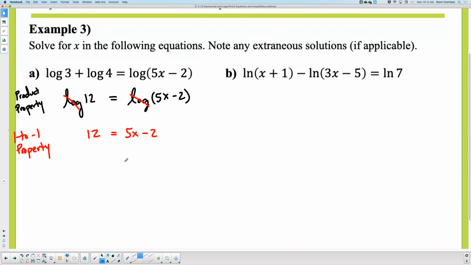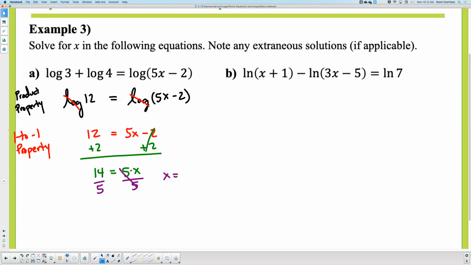And so now I'm just going to apply some algebra 1 here. How would I isolate this x? Add 2. So 14 is going to equal 5x. And so the last step here, what's that 5 doing to the x? Right now, what's it doing? Multiplying. So the inverse operation would be to divide. The opposite would be to divide. And so x is 14 over 5.